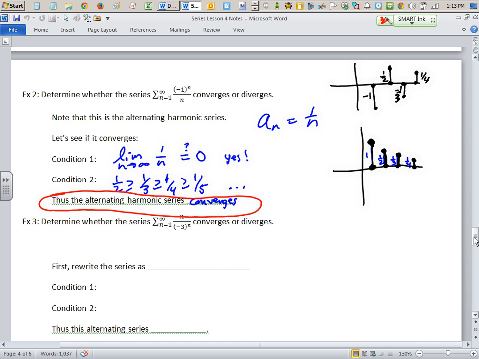Even though the harmonic series itself is divergent. That's this one. This one's divergent. The alternating version is convergent. This happens sometimes. You'll have a divergent series, but when you stick an alternator in there, it converges. It's because of all the subtraction that gets introduced.